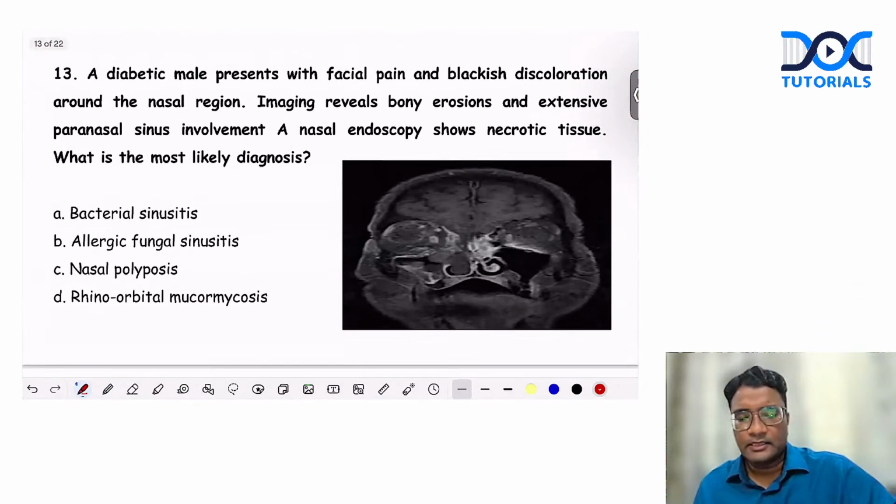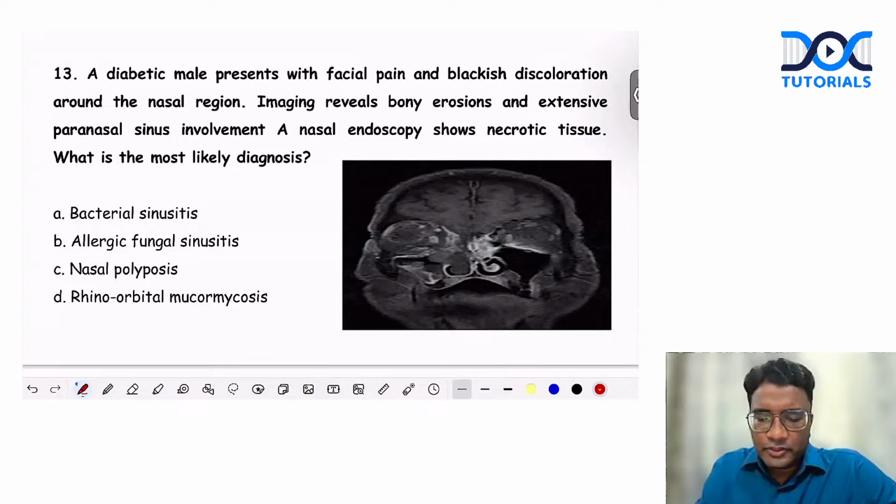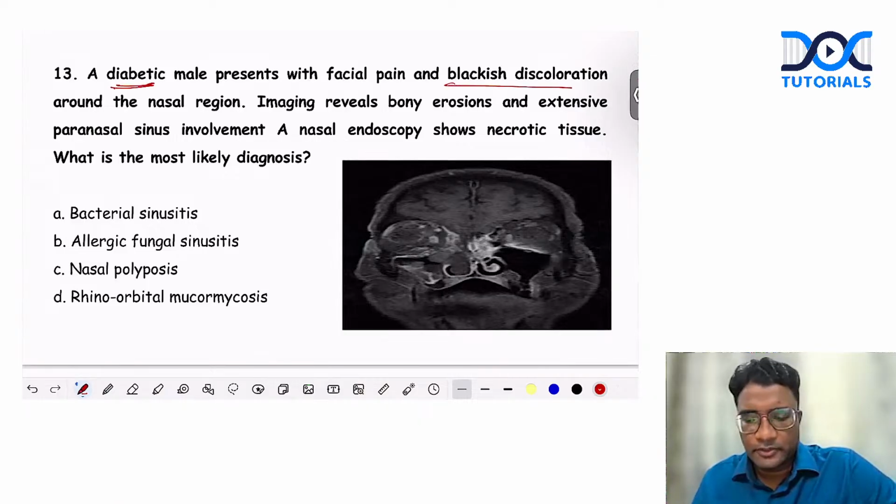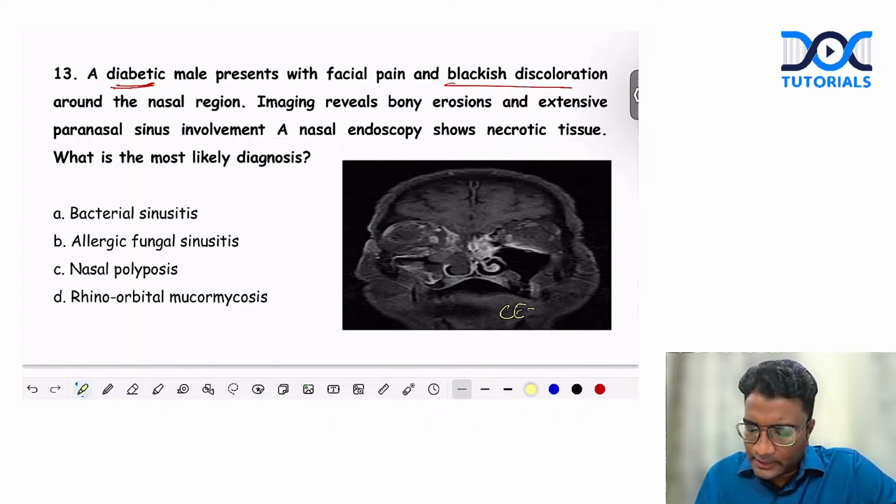Next, 13th: a diabetic patient with facial pain and blackish discoloration around the nasal region. The imaging was showing bone erosions, extensive paranasal involvement, and also a contrast enhanced MRI. In the contrast enhanced MRI image, you can see a black turbinate, the inferior turbinate. Look on the left side, there is contrast enhancement on the left side. So this is the black turbinate on the right side.